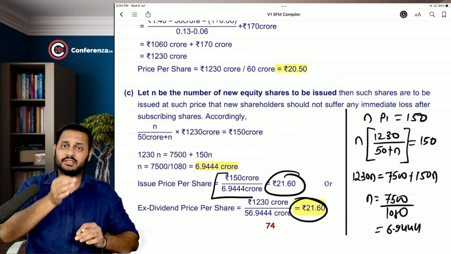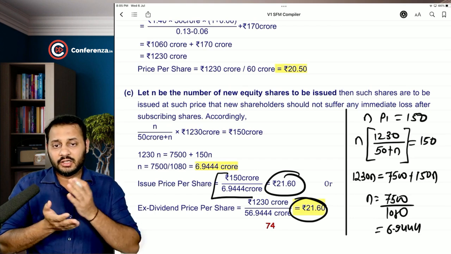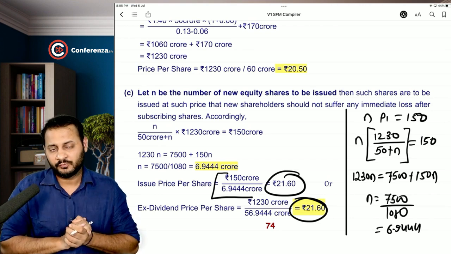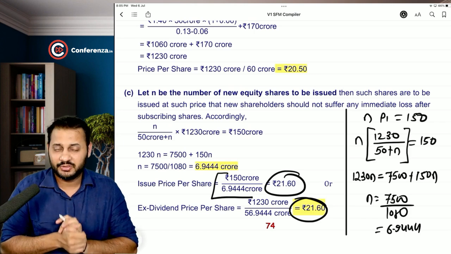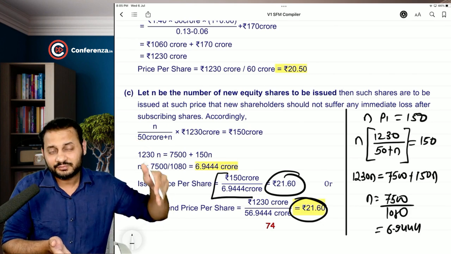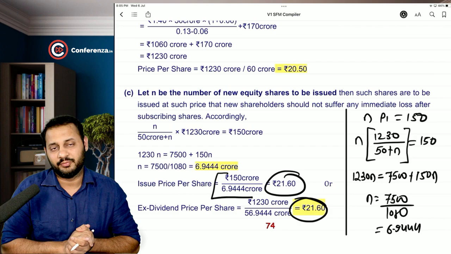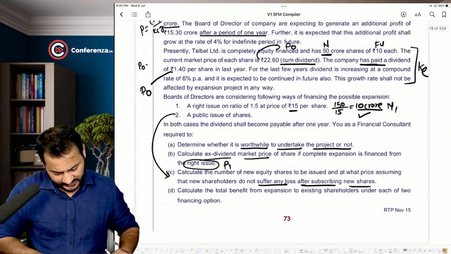The market price and the issue price will have to be same if we want that there should not be any loss to the new shareholders. The condition was there should not be any loss to the new shareholders. That means whatever price they are paying should be the price of company's share after all that contribution. So this was the third part. I hope you understood. It will take some time.